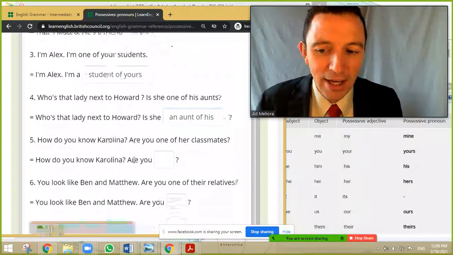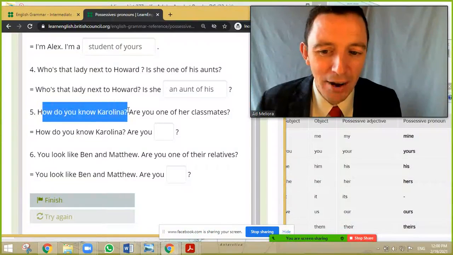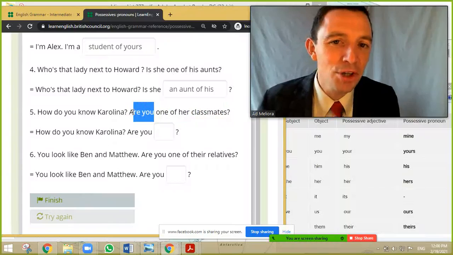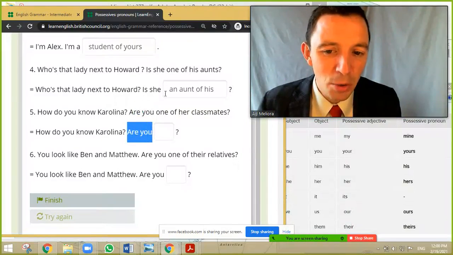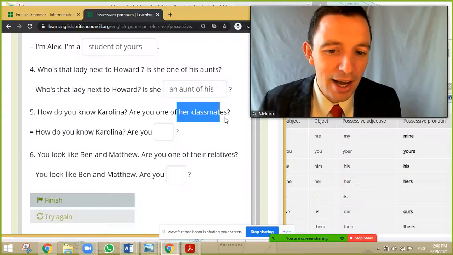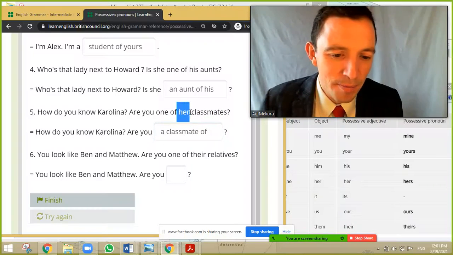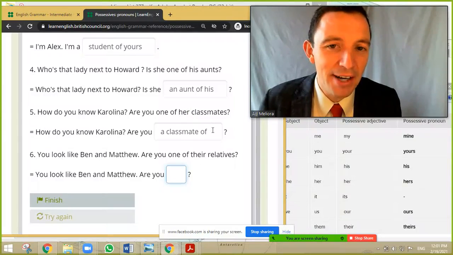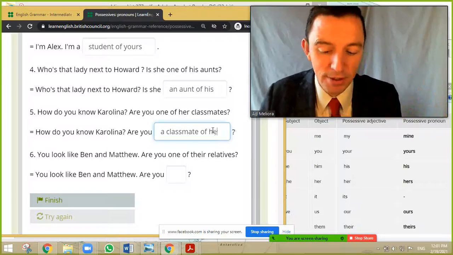Number 5, how do you know Carolina? Are you one of her classmates? It's a question, because of inversion: you are is the affirmative, but are you is the question. How do you know Carolina? Are you, so we need a substantive, a student, are you a classmate of hers? The little detail is huge and very obvious if the person makes the error. So it is very important.